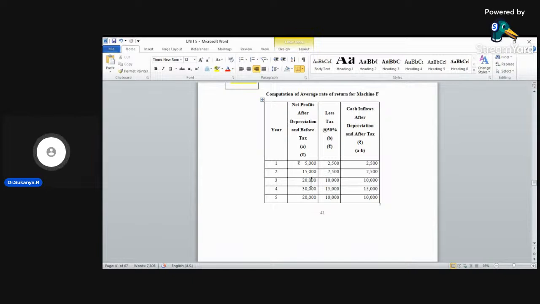And again in the third year, 20,000 is the cash inflow. I have to reduce 50% of tax, that is 10,000. And in the fourth year, 30,000 minus 50% of it, that is 15,000. Again 20,000. So tax is 10,000, you have to reduce that. Then you will be able to get 2,500, 7,500. Then you have 10,000, then again 15,000, and again you have 10,000. Okay. So dear students, these are all the concepts that you have to mainly remember.